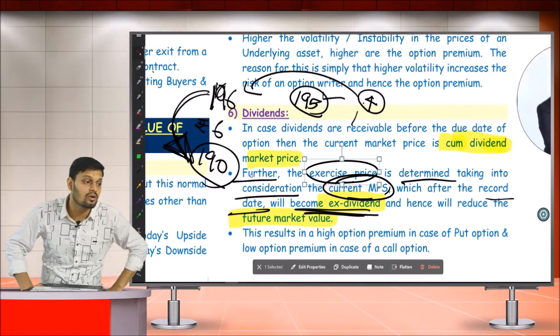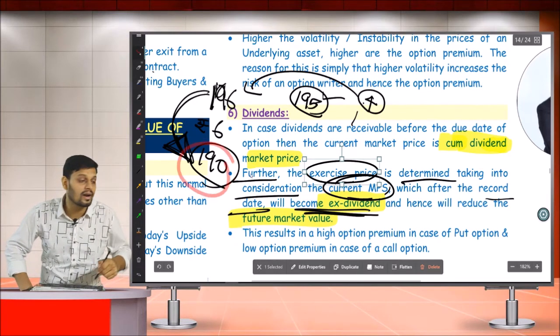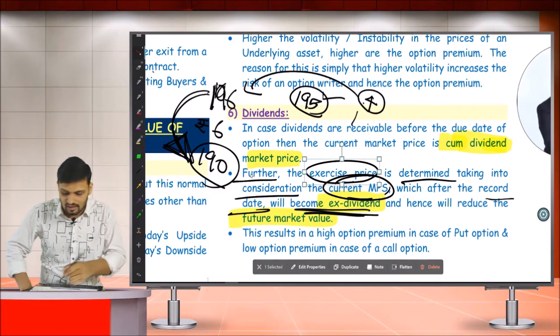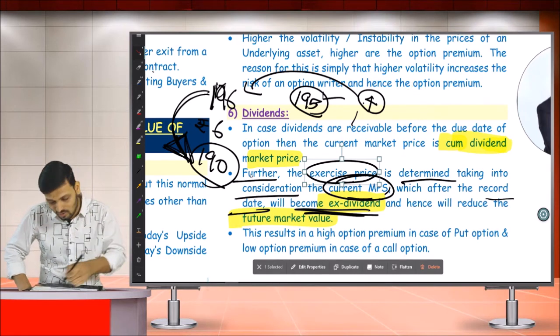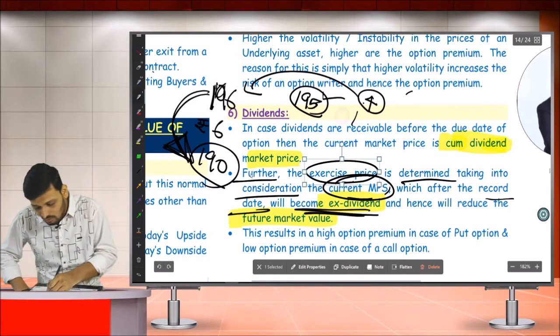You will ask why? Because there is dividend receivable. So, if dividend is paid, this price will come down to 190. I will not pay you 4 rupees. If you want to get this contract done, I will only pay you say 1 rupee. Yeah, I will only pay you 1 rupee because I think only that is the worth, or I will only pay you 0.25 rupees.